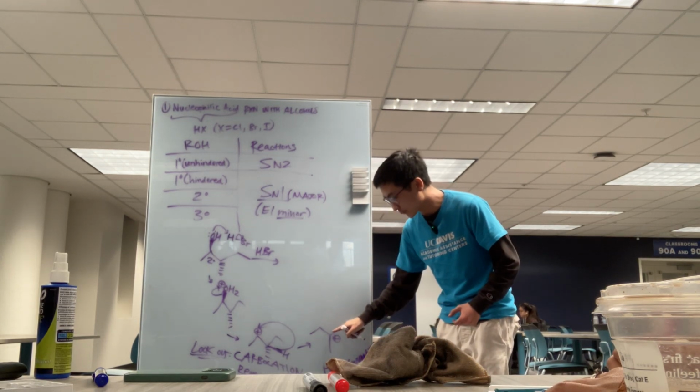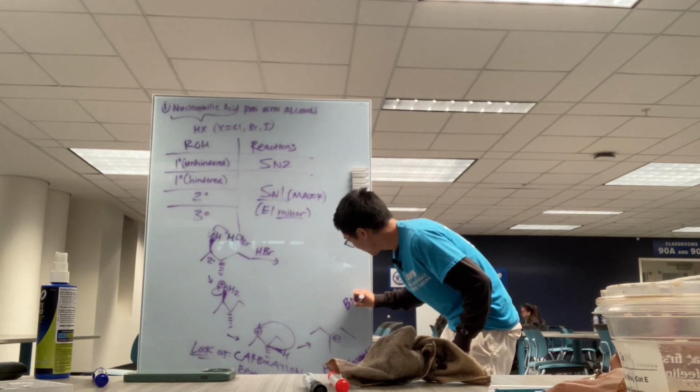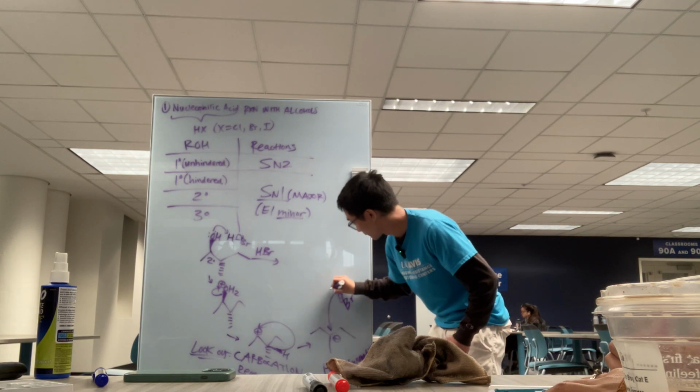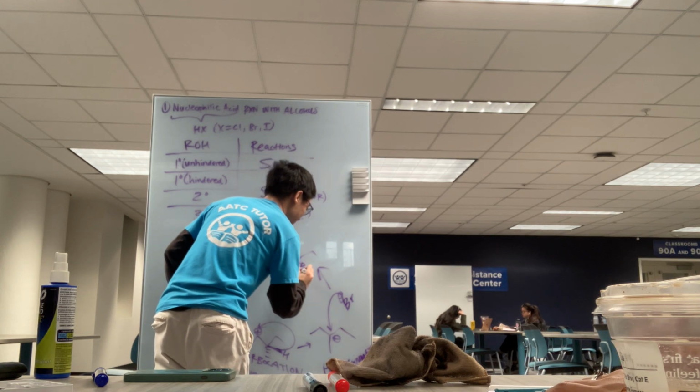Now, once we have the more stable carbocation, the tertiary carbocation here, we can bring in our nucleophile, Br minus, to attack that carbocation, giving us our final product here, like that.